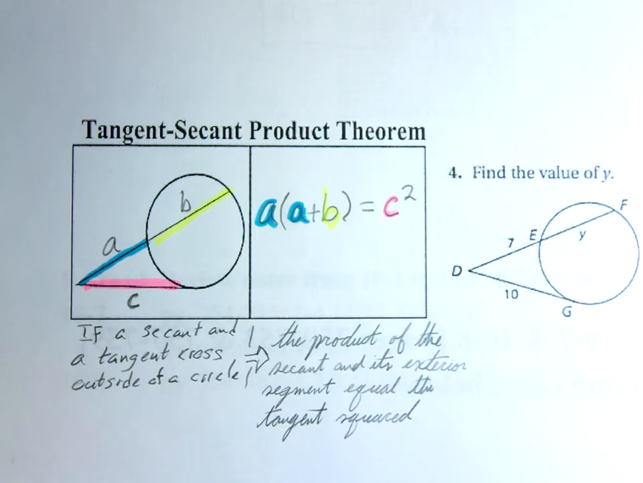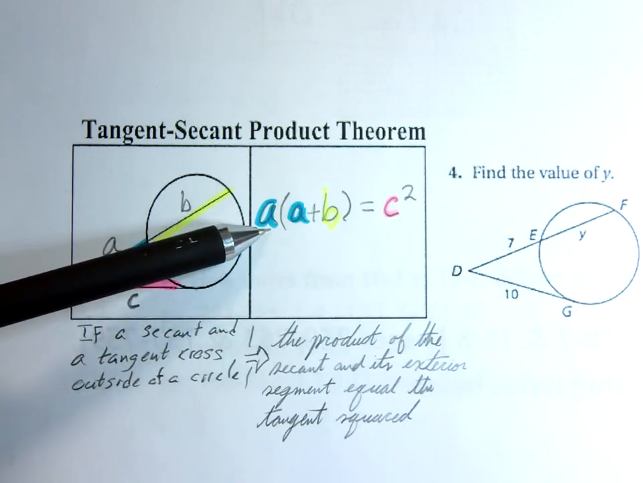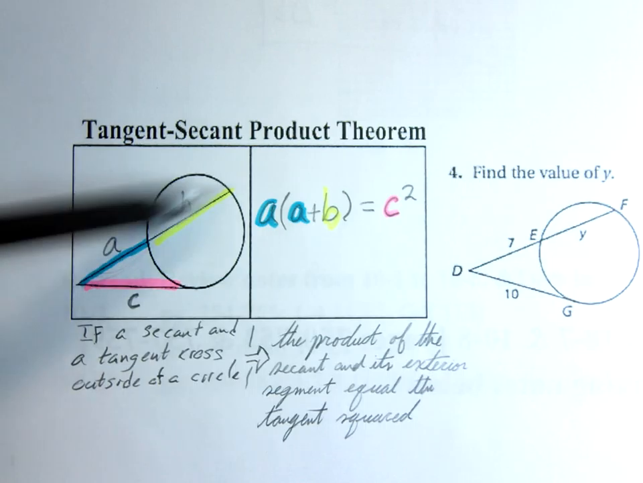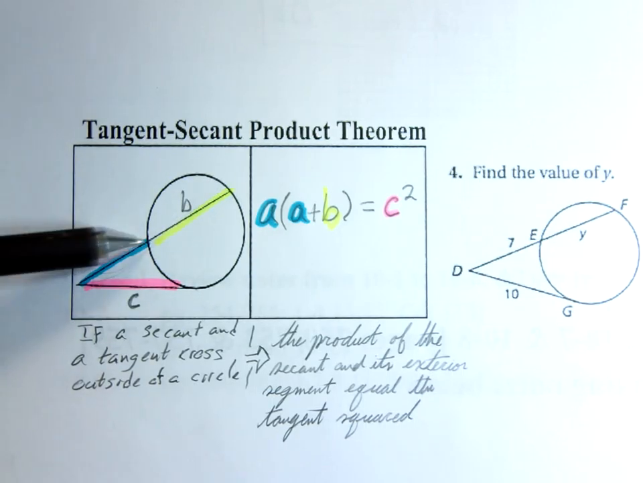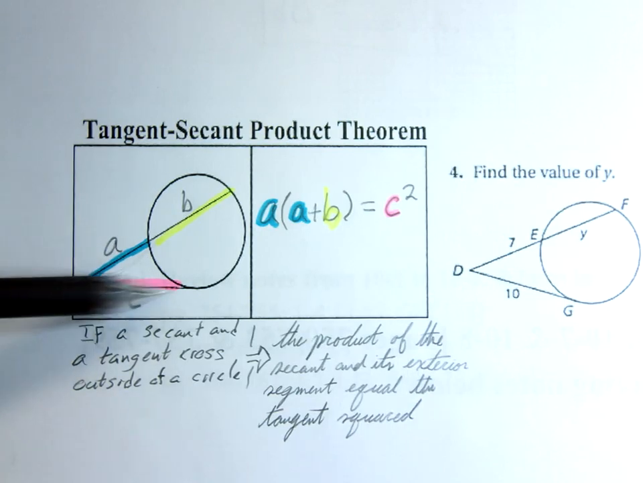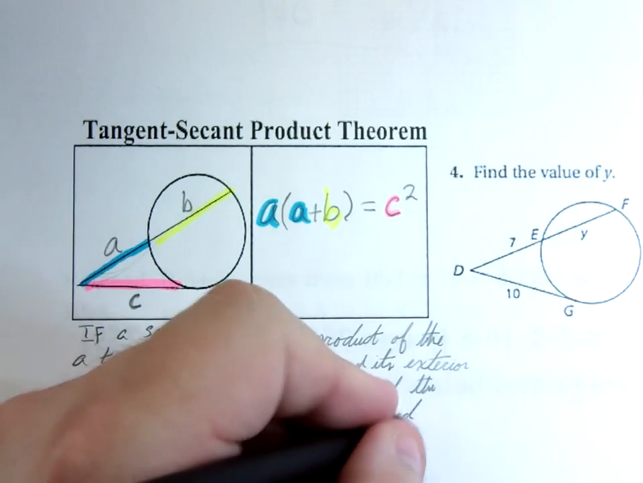Okay, once you have those notes written down, please work those three problems. I'll go ahead and read off this theorem to you. You ready? Here we go. It says, first, if a secant and a tangent cross outside of a circle, then the product of the secant and its exterior segment, so product of these two things, equal the tangent squared. Period. There we go.